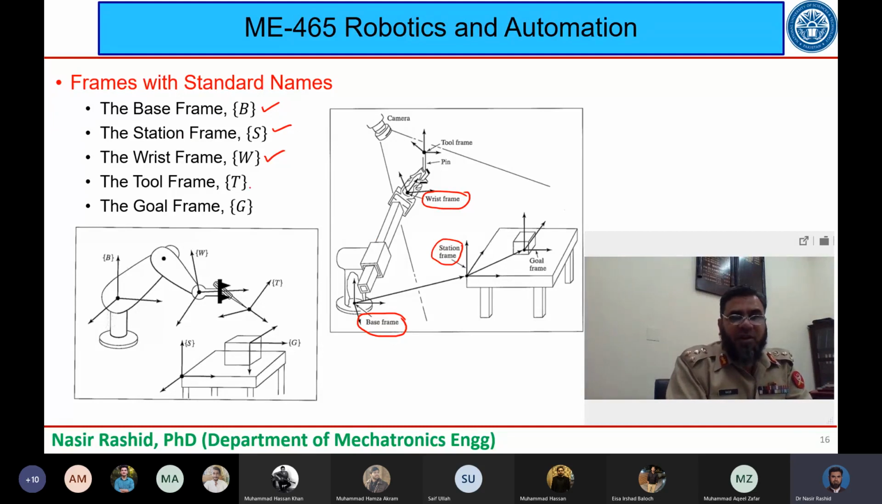Then we have a tool frame. If we have held a tool in the wrist, then there will be a tool frame also. And then there is the goal frame, where we want our tool to reach.